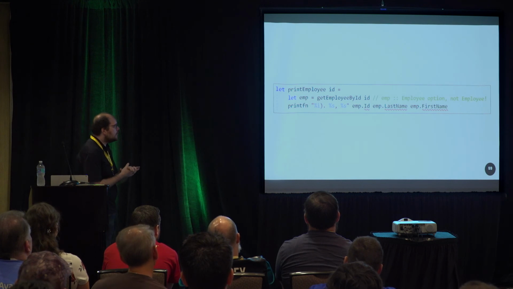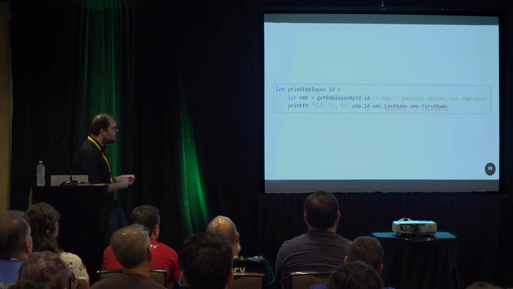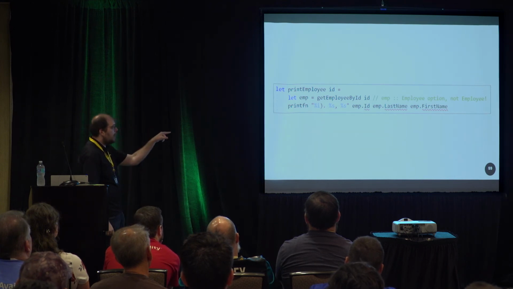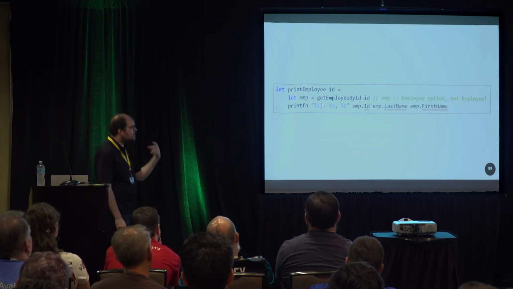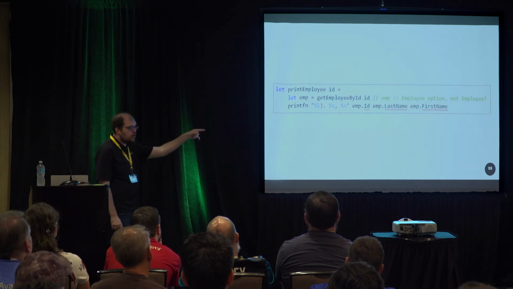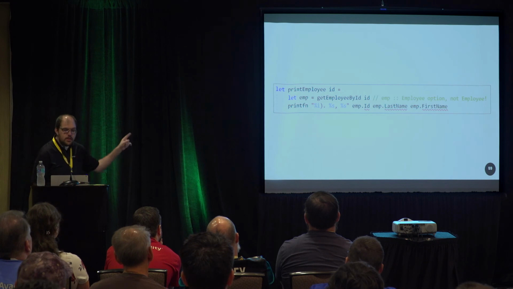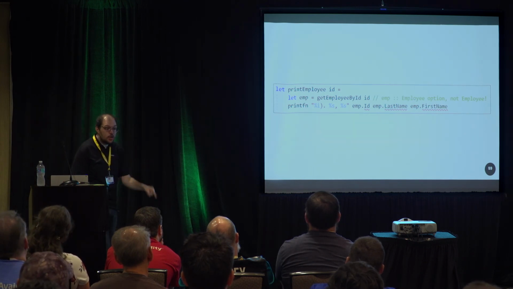Okay? So let me show you a little bit more of an example of using getEmployeeById in code. So let's say I have this function called printEmployee, and if you give it an ID, it's going to get the employee from the database and print to the screen. This code does not compile. The reason is that when I get that employee by ID, it's an option. That option has no clue what an ID is, has no clue what a last name is, has no clue what a first name is. This code won't compile because the compiler is telling me, hey buddy, there may not be a value here. You have to handle this.